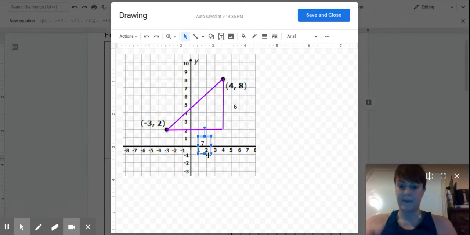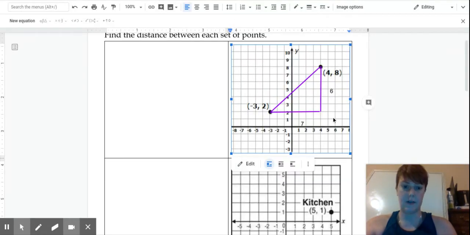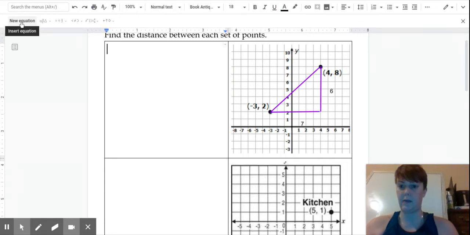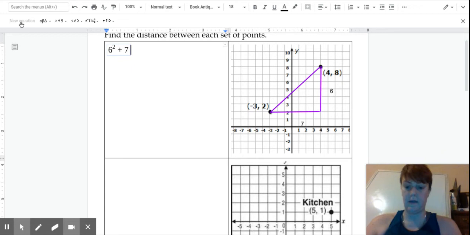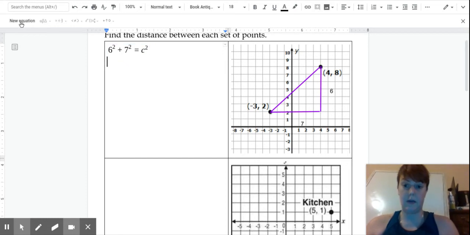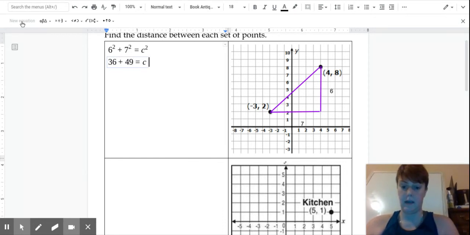Anyway, what we're going to do here is save and close this, and then we will see our numbers over here. And again, we are going to do a squared plus b squared equals c squared. So in this case, it is 6 squared plus 7 squared, and c is the hypotenuse, which is the slanty side, the one that we don't know. So 36 plus 49 is c squared.